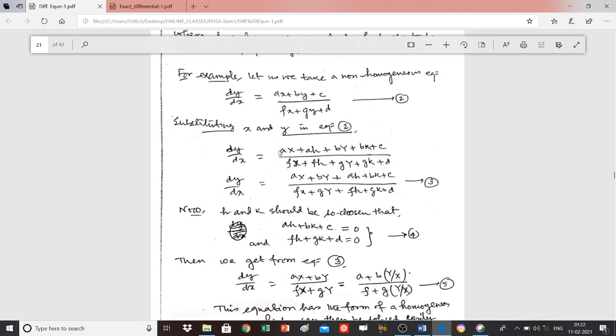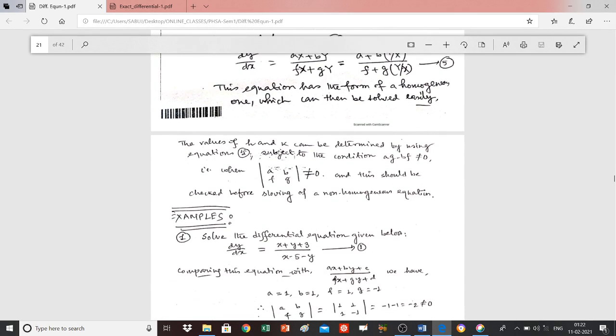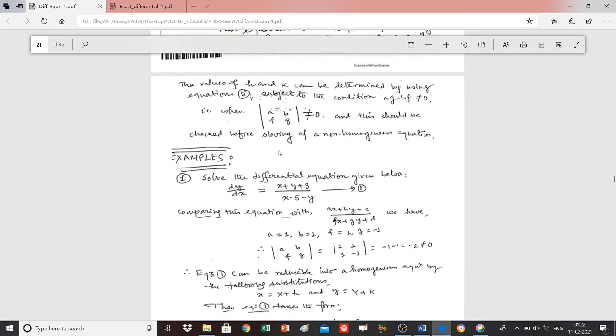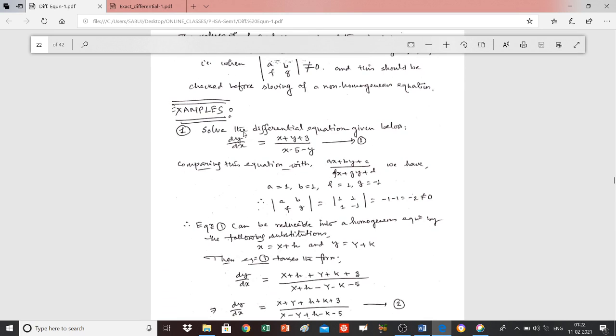And after that, let us see some examples. So this is the process of how to convert a non-homogeneous equation into a homogeneous equation. Here are some examples. The first one is: solve the differential equation given below, that is dy by dx is equal to (x plus y plus 3) by (x minus 5 minus y).